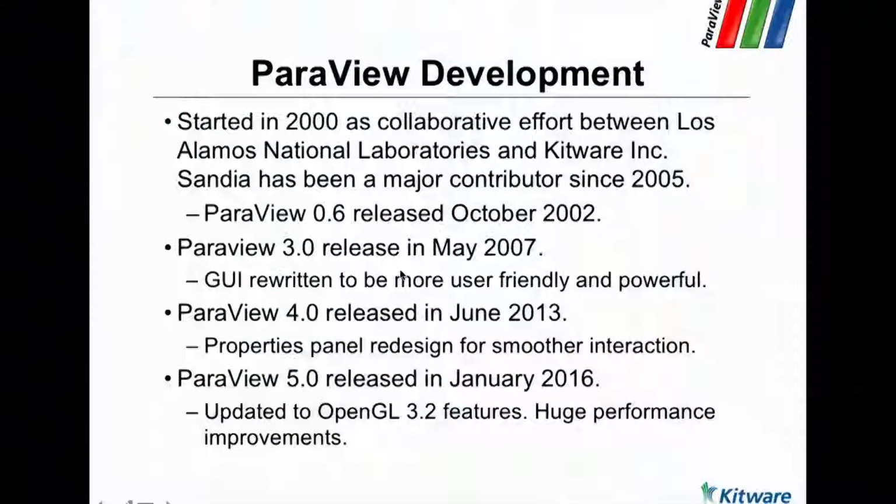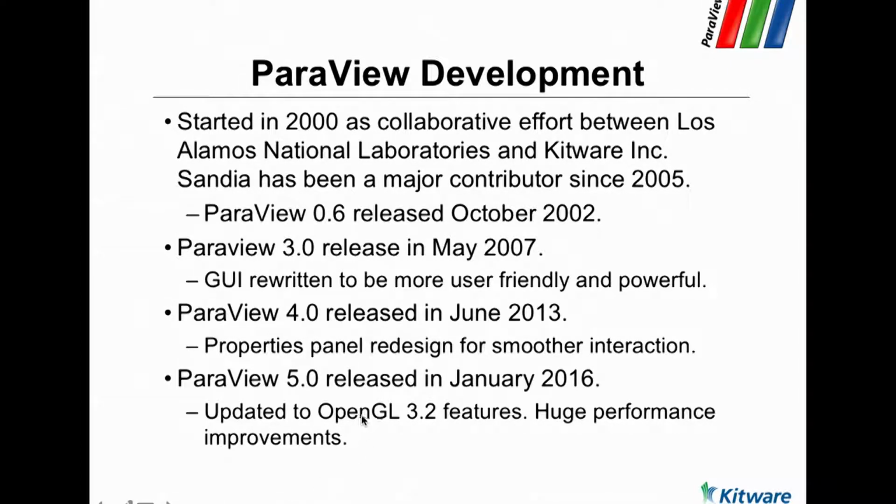ParaView development started in 2000. The first release was in 2002, and these are some major changes that went into ParaView. For ParaView 3.0, the GUI was rewritten using Qt. That's in 2007. Before that, it was Tcl/Tk. In ParaView 4, we redesigned the property panels. These are basically all the properties that you set for your processing steps, for your filters.